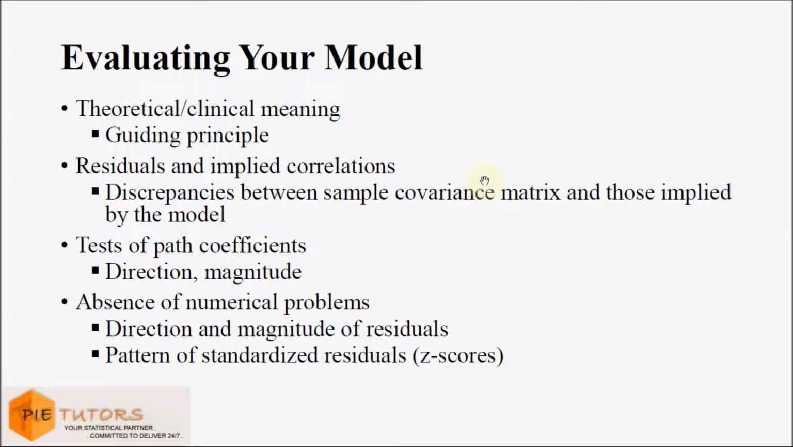Thirdly, while evaluating the path coefficient, we should look at the direction and magnitude. This should be consistent with the theory and previous literature. Lastly, it is important to look for absence of numerical problems in the dataset and the analysis results. This includes looking at the direction and magnitude of residuals and looking at the patterns of standardized residuals.